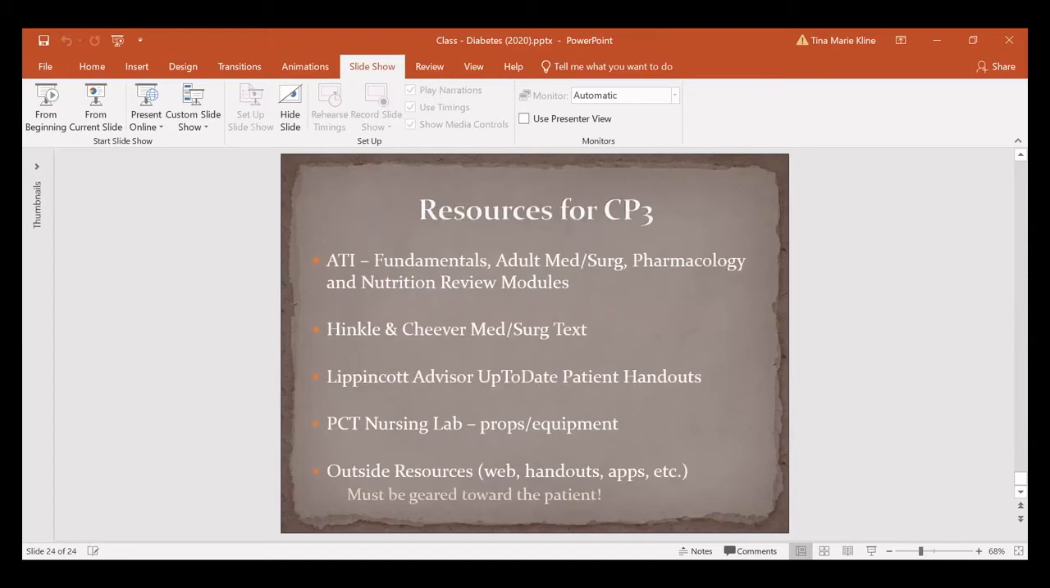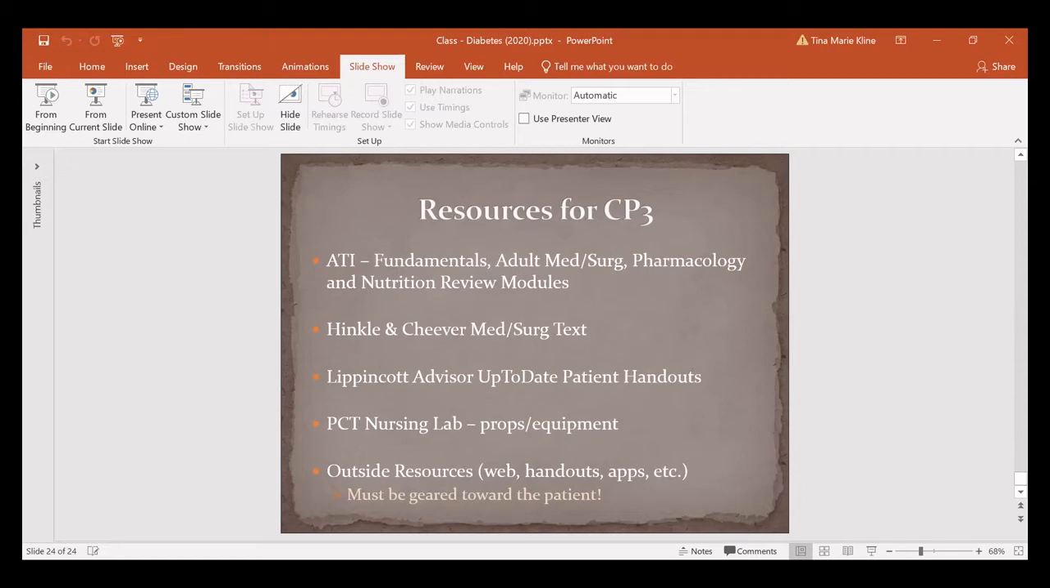Resources I want you to think about for this. You don't necessarily need to go out and find things. For this particular assignment, for the written component where you're providing the rationale, I want you to use the resources that you have. For the video component where you're actually teaching the patient, I'm okay if you use resources from WebMD or Lippincott Advisor, but remember, they need to be patient directed at that point because you're providing the teaching.